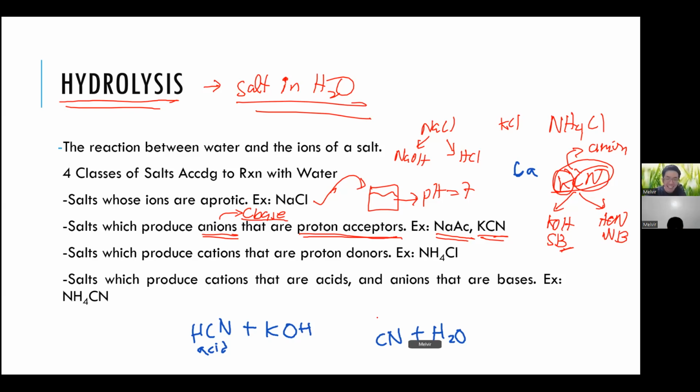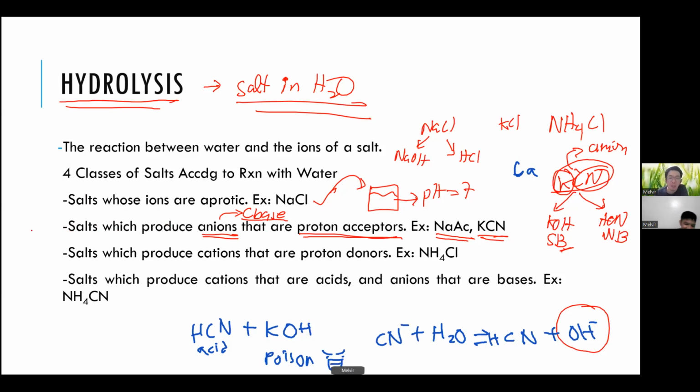CN is not a radical. CN minus undergoes hydrolysis, and a double-headed arrow will form: HCN plus OH minus. So OH minus is what you form. This means the anions that are proton acceptors are basic salts.